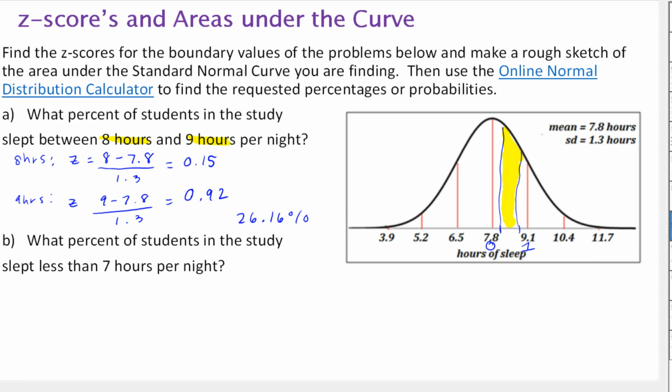Okay, let's look at the next one. We are asked what percent of students in the study slept less than 7 hours per night. So 7 hours, it's about here-ish. And less than means everything to the left.